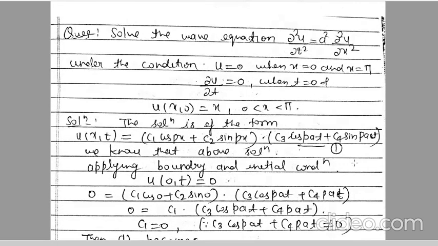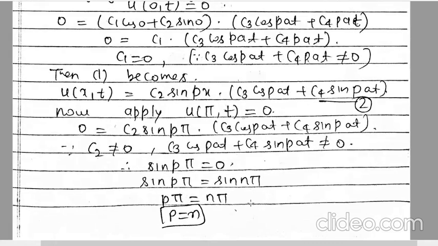Now there is another condition: when x is equal to pi, your solution is also 0. So just write x is equal to pi here: u(pi,t) is equal to 0. So 0 is equal to c2 sin p pi into c3 cos pat plus c4 sin pat. Now c2 does not equal 0, because if c2 is equal to 0, the solution second will be 0, meaning the whole solution will be 0, so this is not possible.